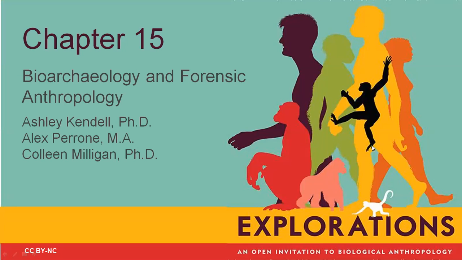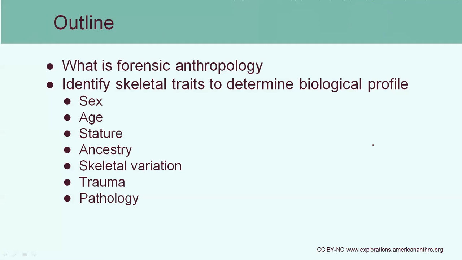Welcome back to Physical Anthropology. Today we're looking at Chapter 15, Bioarchaeology and Forensic Anthropology. We'll start by defining what is forensic anthropology, and then we'll look at specific skeletal traits that are used to determine biological profile, including the sex, age, stature, ancestry of that individual, as well as skeletal variation, trauma, and pathology.